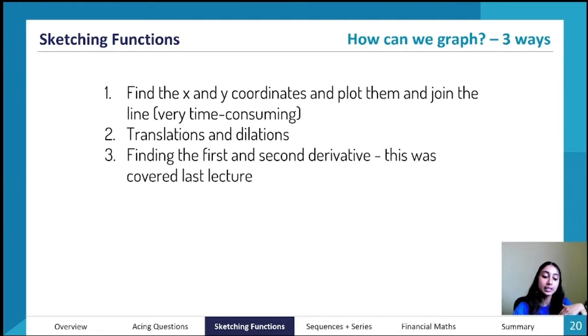The other method is translations and dilations. So you know the actual shape of the curve and you can move it this way, that way, and so on. And then the third way is through finding the first and the second derivatives. The third way, we will not be going through in this lecture.